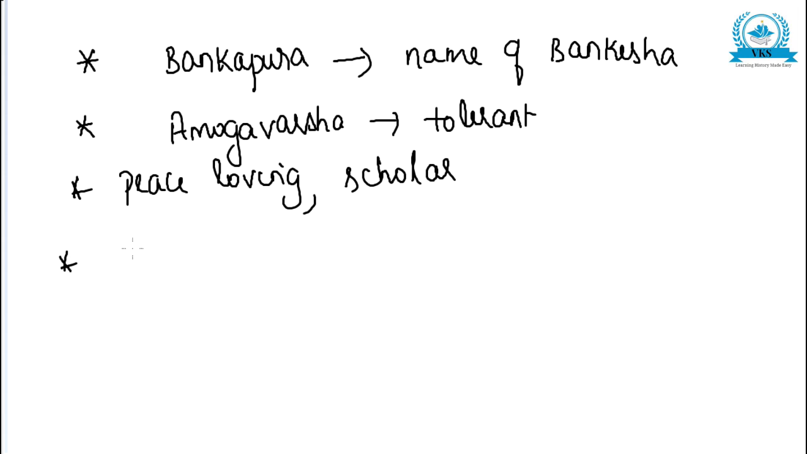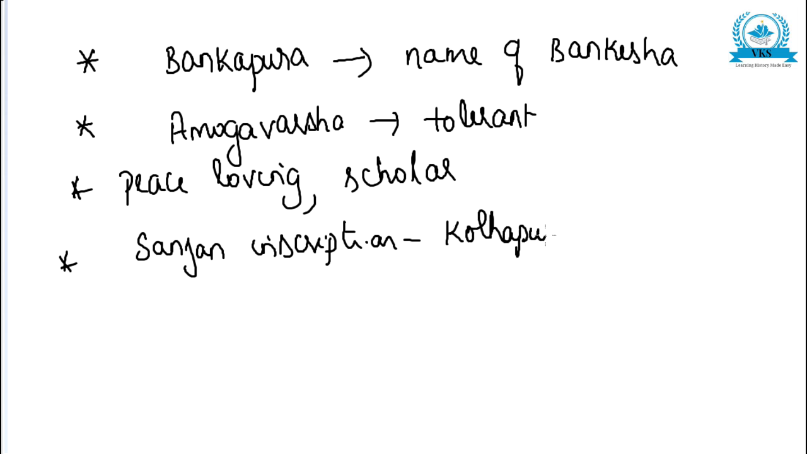According to the Sanjan inscription, Amoghavarsha was a great devotee of Kolhapur Mahalakshmi, and it says that he cut his left thumb as a sacrifice to Kolhapur Mahalakshmi to protect his subjects from famine. So when there was a famine, King Amoghavarsha cut his left thumb and gave it as a sacrifice to protect his people.